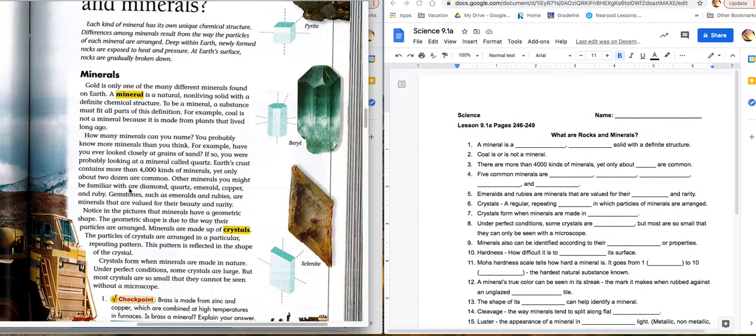Other minerals you might be familiar with are diamond, quartz, emerald, copper, and ruby. So number 4, it says, can you name 5 minerals? They just did it for you guys. 1, 2, 3, 4, and 5. You had a 6th one. Gold is also a mineral to be able to put in there. Gemstones such as emeralds and rubies are minerals that are valued for their beauty and their rarity. Okay, so you had number 5 in your notes, guys, the beauty of it.